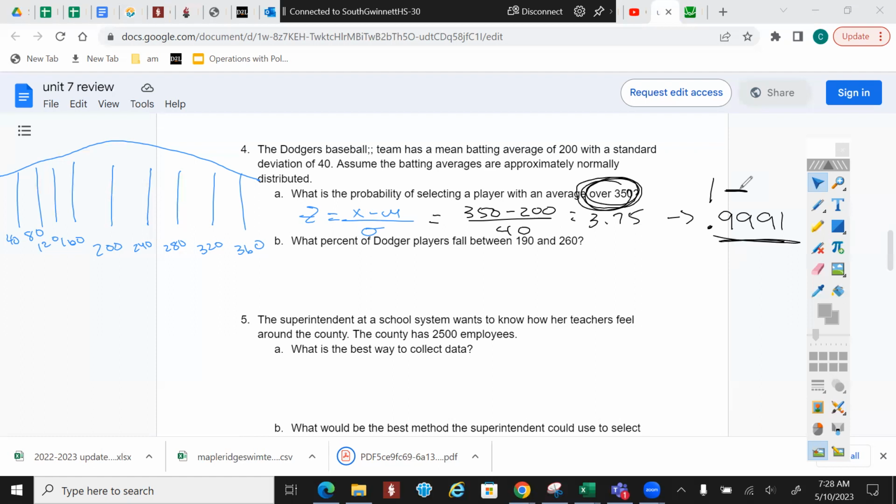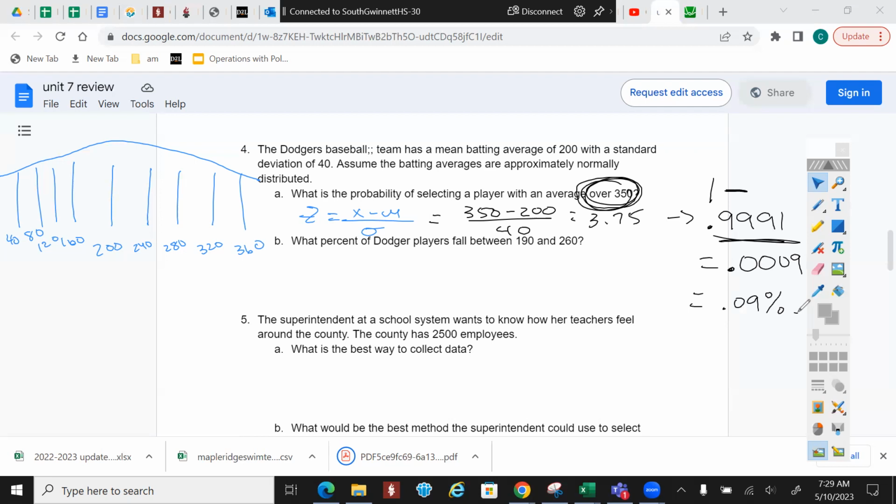What is that going to give us? 1 minus 0.9991. Yeah, that's math. Okay. So what does that actually mean? Okay. So that means that it's going to be 0.09%.